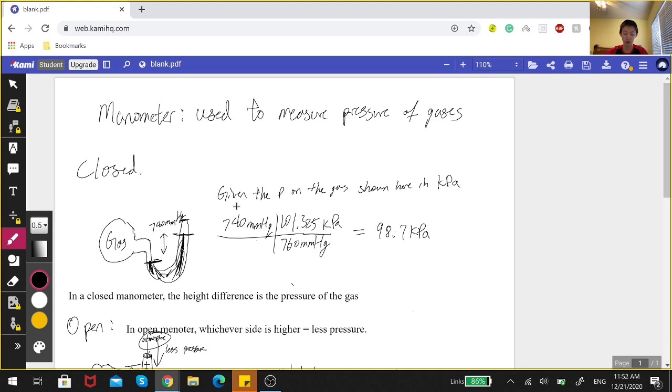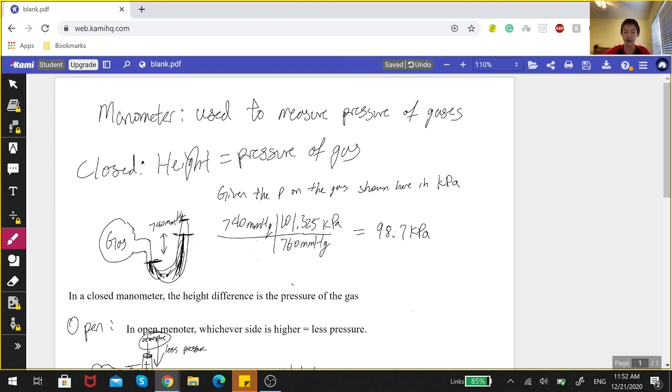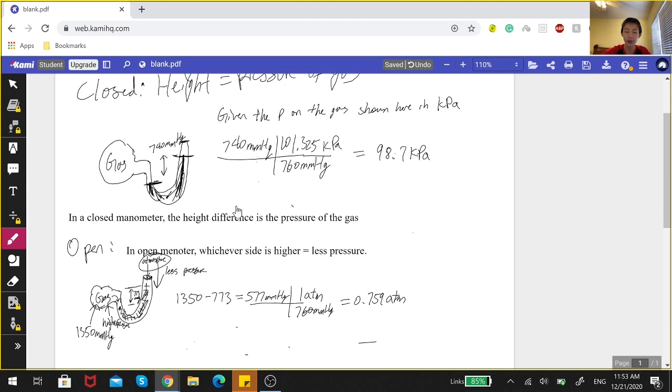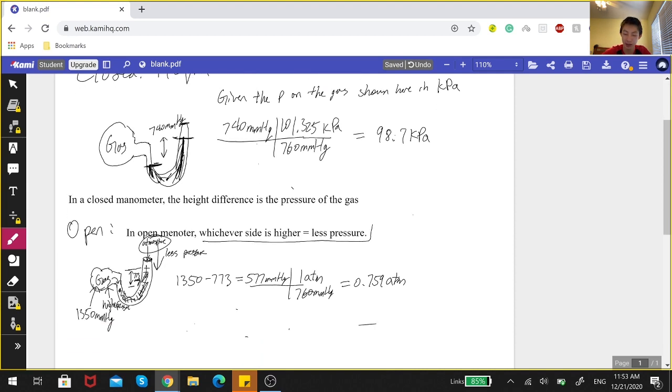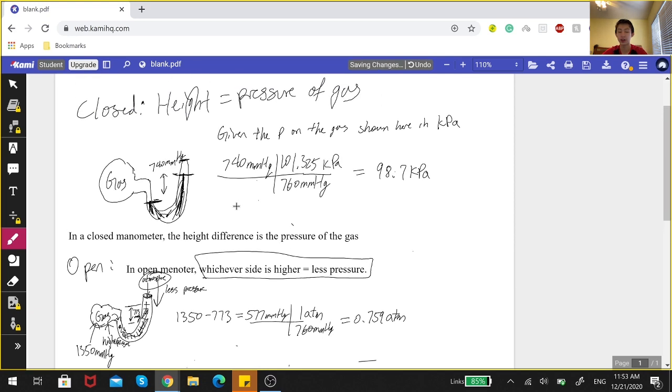And let me make it easier for you and explain it again. So in a closed manometer, height equals pressure of gas. That's it. That's all there is to it. And then you just have to convert depending on what the question is asking you. And in an open one, whichever side is higher has less pressure. And then you add or subtract this number. You add or subtract the distance, the height of the mercury, to get the other one that you're looking for.